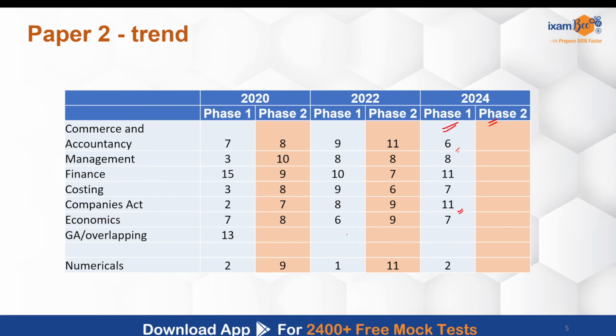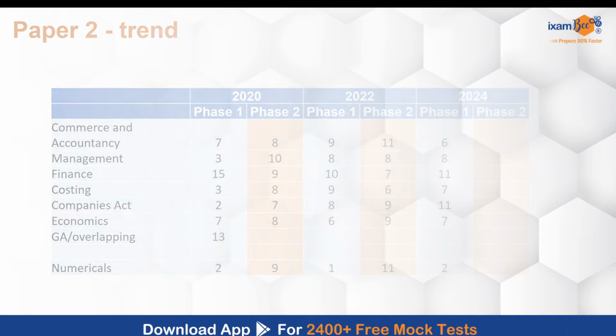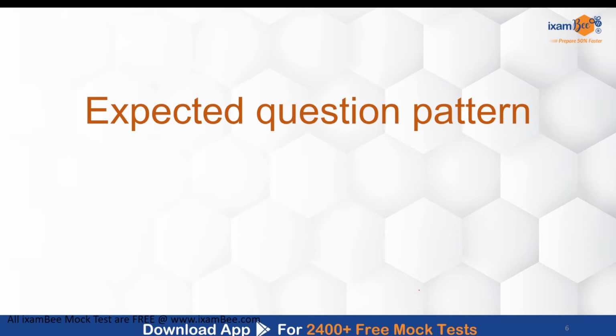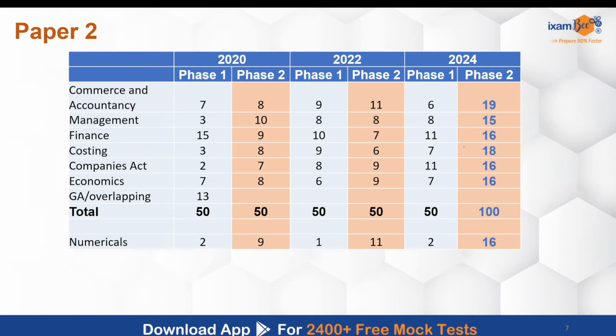And in economics, similar to finance, the trend has been that more is asked in phase 2, unlike in finance, where they have asked more in phase 1. For the numericals also, the trend we've seen is that in phase 2, they ask more numericals as compared to phase 1. So based on this analysis, plus our own experience of guiding for this exam and how the trend has been, we can expect a certain number of questions. So this is my expectation.